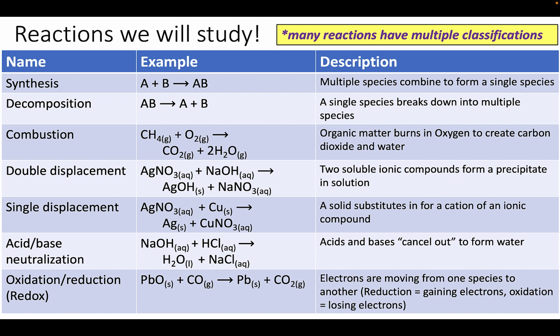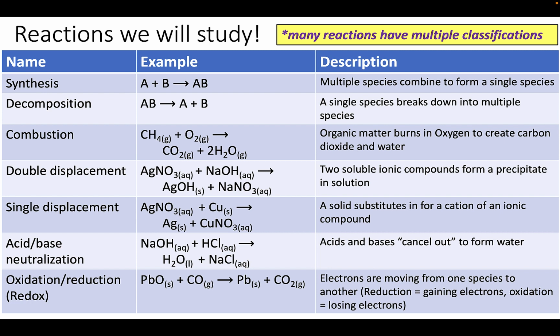Double displacement we've looked at quite a bit, and especially so in our net ionic reaction video, where we have two soluble ionic compounds that come together to form a precipitate. And keep in mind that we do need the formation of this precipitate to actually be a double displacement reaction. If instead we have all aqueous products, then in reality, no reaction may have occurred.